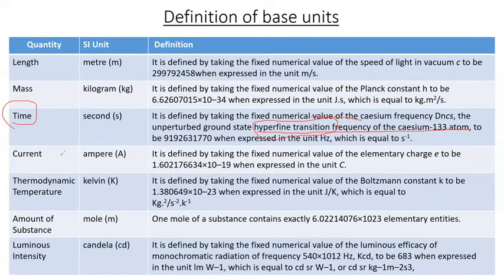The next quantity is electric current. Its SI unit is ampere, and it is defined with the help of the charge of the electron. This is the electron. The charge of the electron is 1.6 into 10 to the power minus 19. So the current is defined with the help of this charge, and the SI unit of current is ampere.